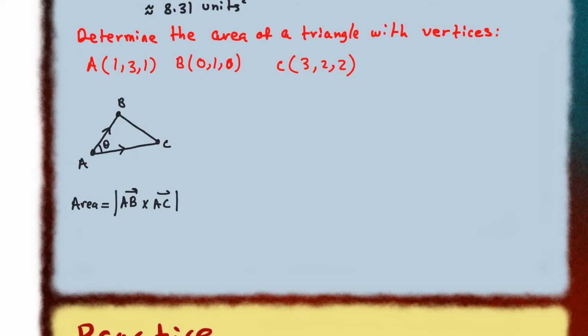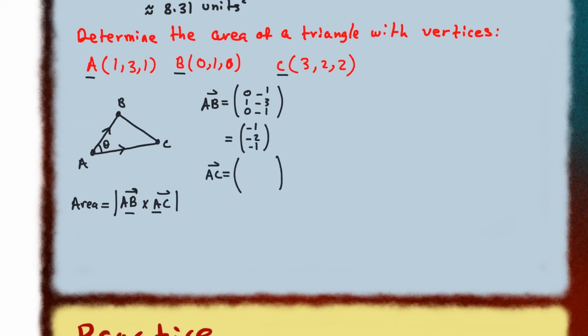Well, we need to find the vectors first. So first, let's look at vector AB. For vector AB, we're going to take all the xyz components of B and subtract the xyz components of A. And when we do that, we get -1, -2, and -1 as our three components. And for vector AC, we'll do the same thing, take the components of C and subtract those of A, and we'll end up getting 2, -1, and 1.